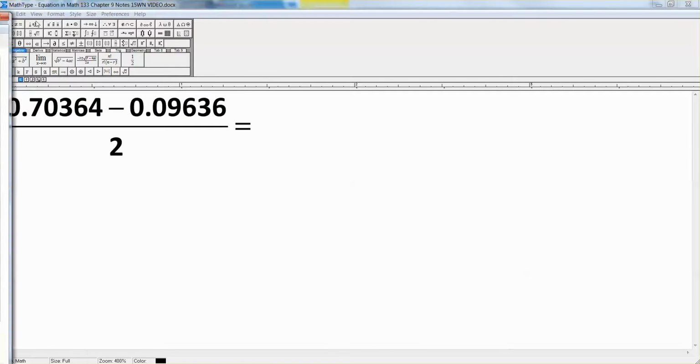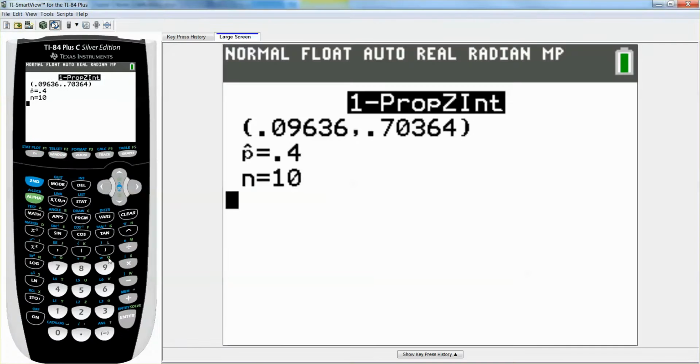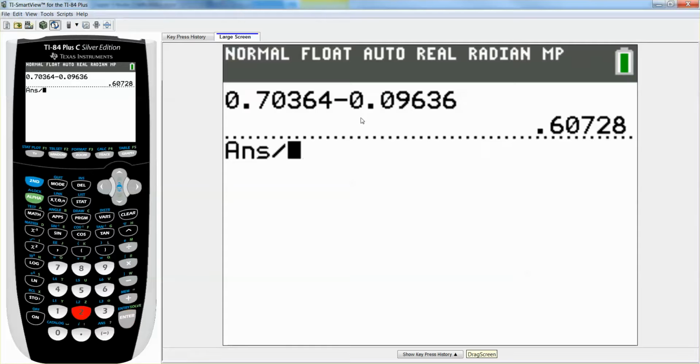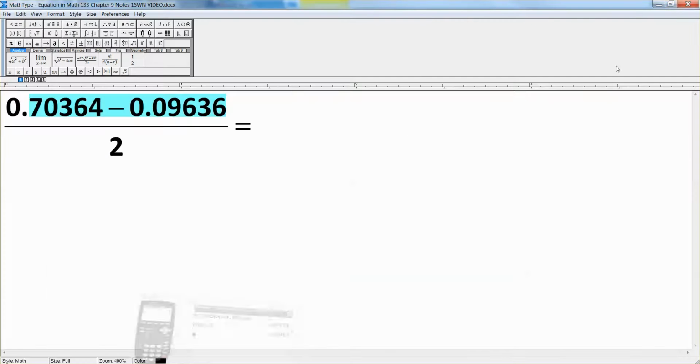So let me grab the calculator. I need to take half that width. So I need 0.70364 minus 0.09636. Find that value, divide it in 2. Or you could do it all at once with parentheses. It's fine. So you get 0.30364.